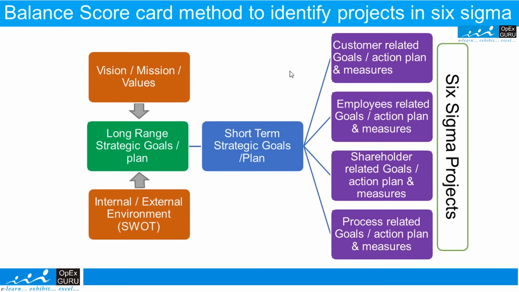Examples are like, for customer related goals, reduce customer complaints or improve customer satisfaction. Employee related goals could be to reduce the employee attrition ratio. Shareholder related goals could be to reduce the cost of operation, and process related goals could be to improve the process capability or improve overall equipment effectiveness of the machines.